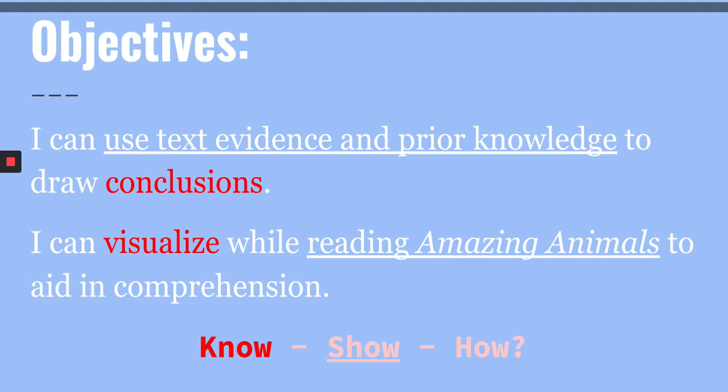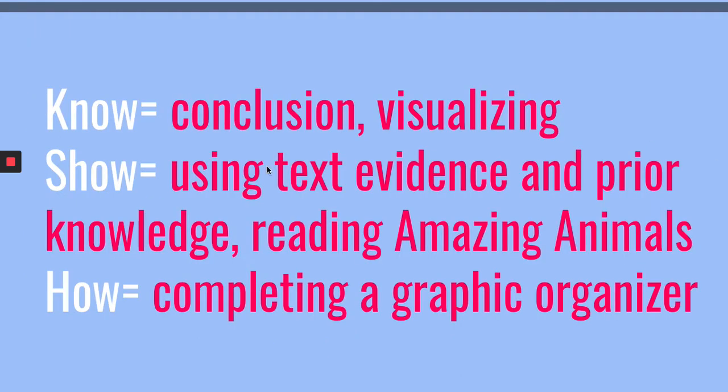And how are we going to show that we have mastered those two things? Well, we're going to have that graphic organizer at the end of the lesson after we read to show that we know how to draw conclusions and visualize. This next slide writes that out for us. We have our know here, so conclusion and visualizing. Show is using text evidence and prior knowledge, which we will get into what that means in a second because I know those are kind of confusing. And reading Amazing Animals. And how? Completing that graphic organizer.